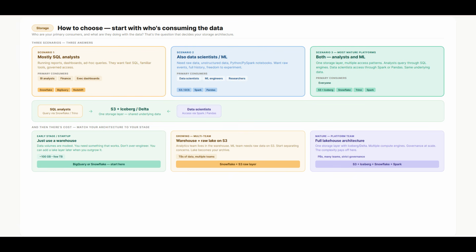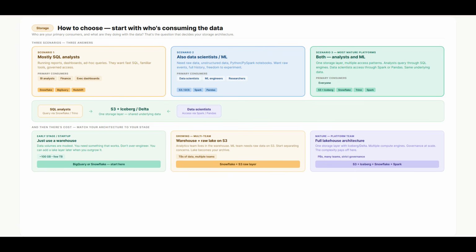They want to experiment. If you need both, and most mature data platforms do, that's where the Lakehouse architecture shines. One storage layer, S3 with Iceberg or Delta on top, multiple ways to access it. Analysts query through Snowflake or Trino, data scientists access through Spark or Pandas. Everyone shares the same underlying data.